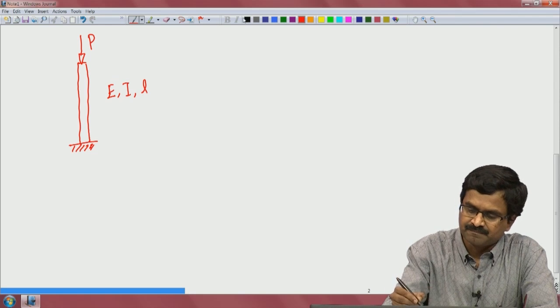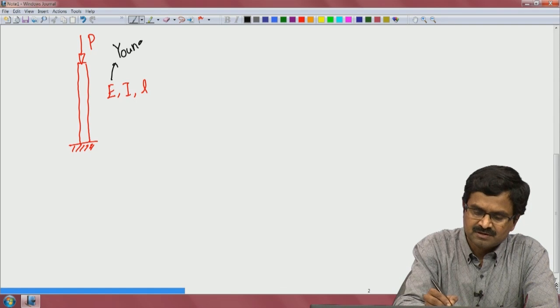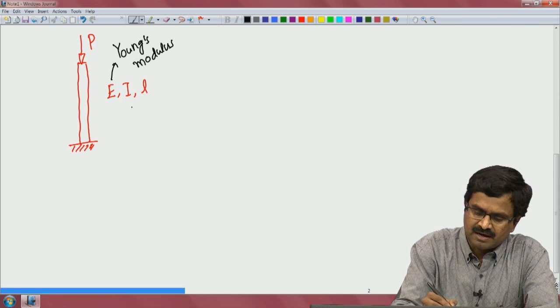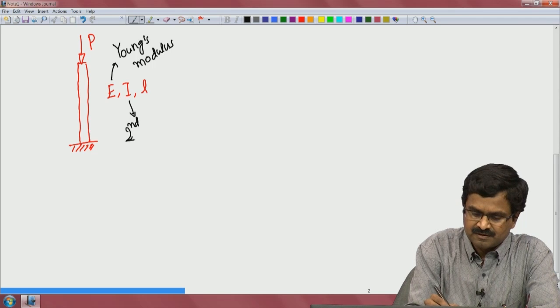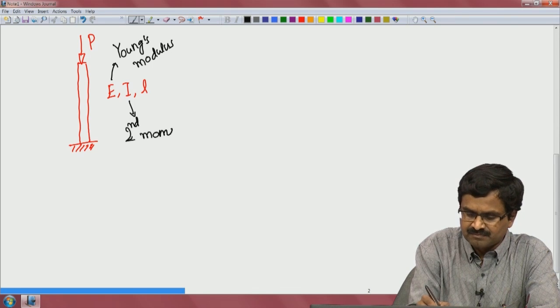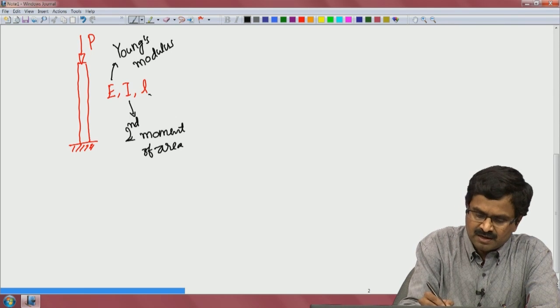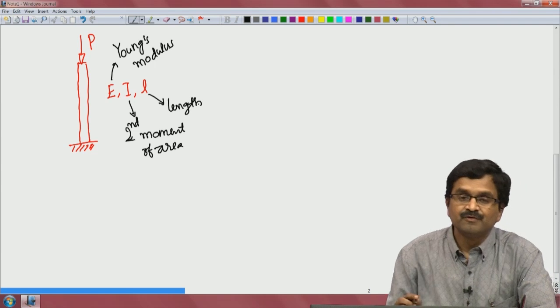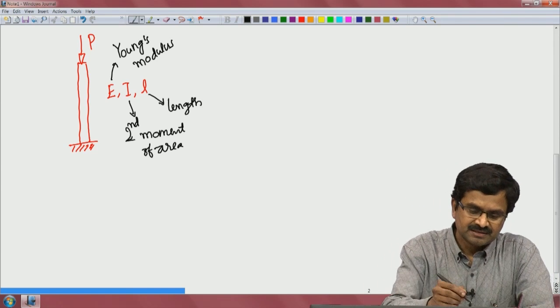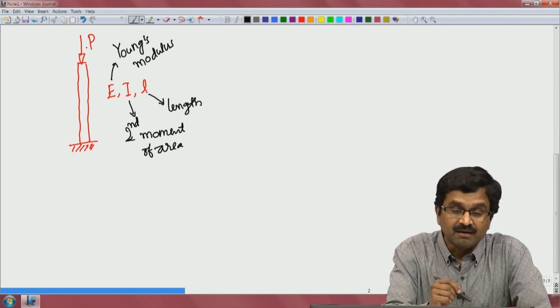This is Young's modulus, and this is second moment of area, and this is length. If you know these three, can you get at what load P the column will buckle?